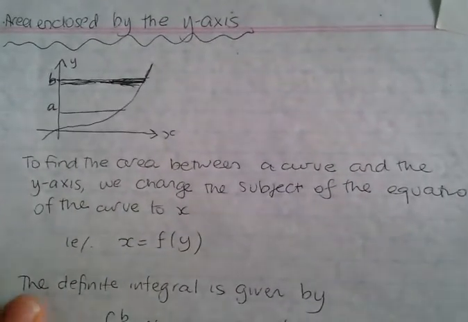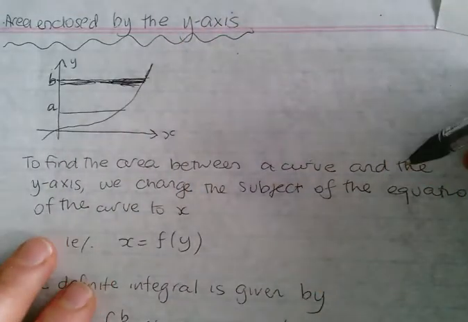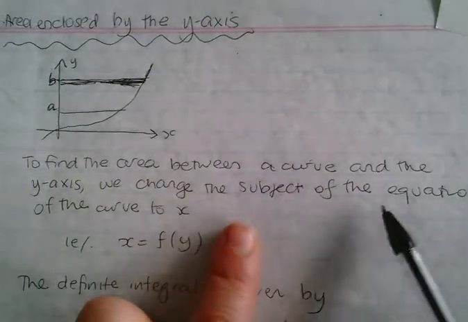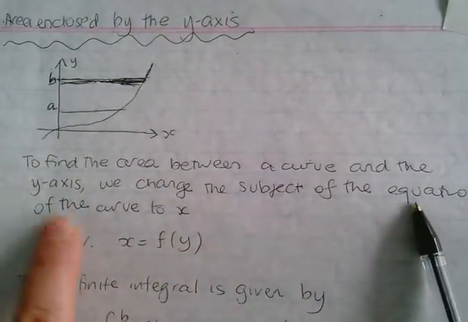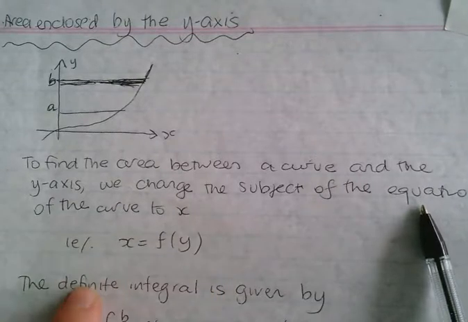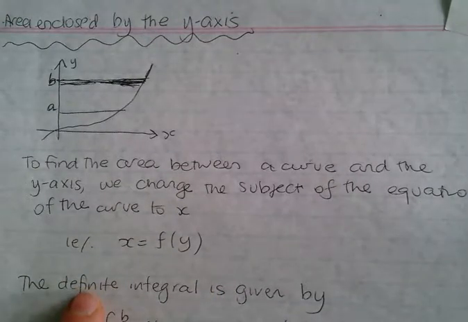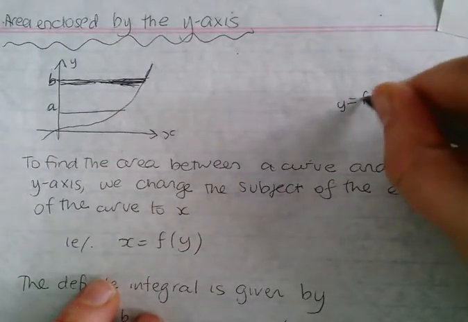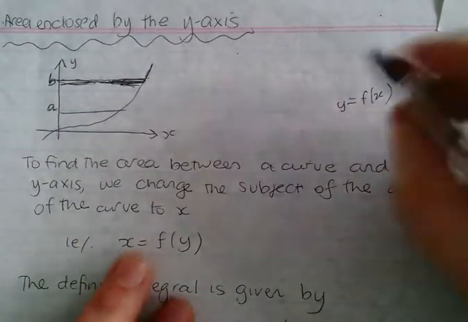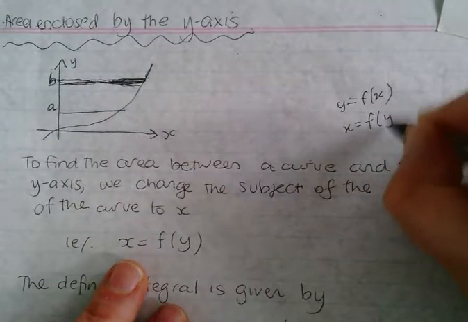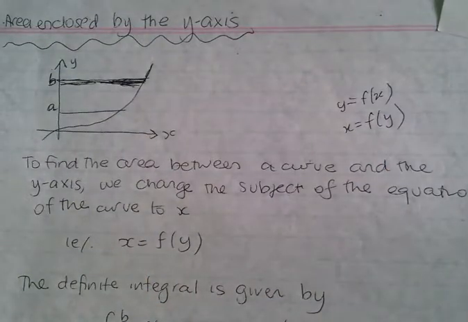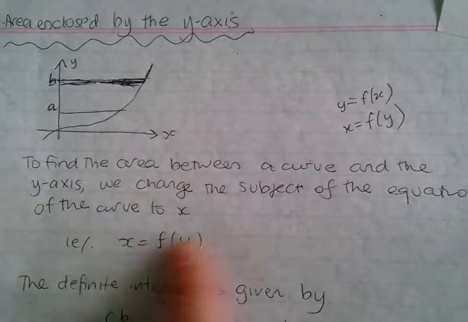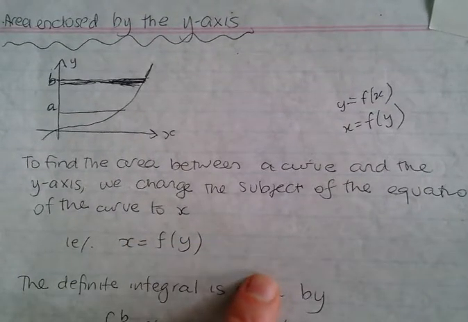Okay? So for this, area enclosed by y-axis, to find the area between a curve and the y-axis, you must change the subject of the equation of the curve to x. You know how normally you've got y equals function of x? Normally we've got y equals function of x. Well, we want the opposite. We need x is a function of y. So we make x the subject of the formula. And then if x is the subject, everything on the right-hand side of the formula is y's.